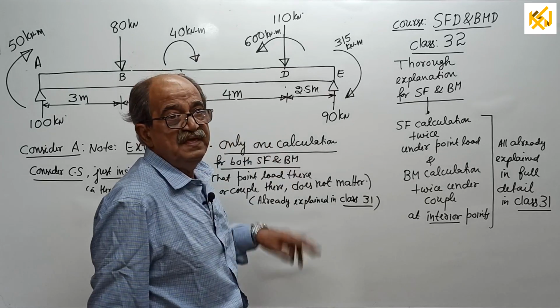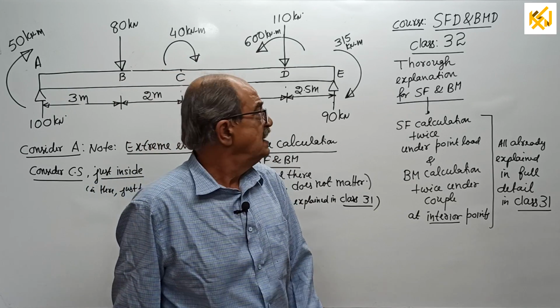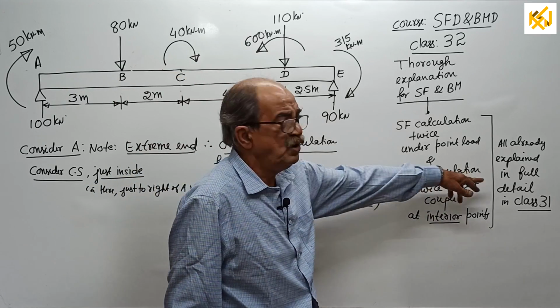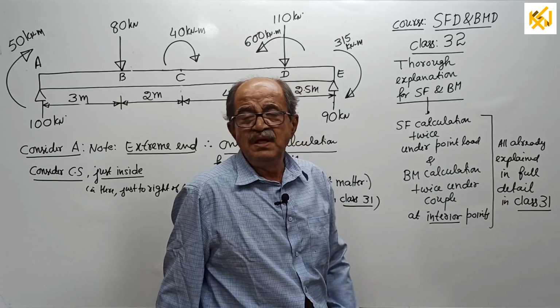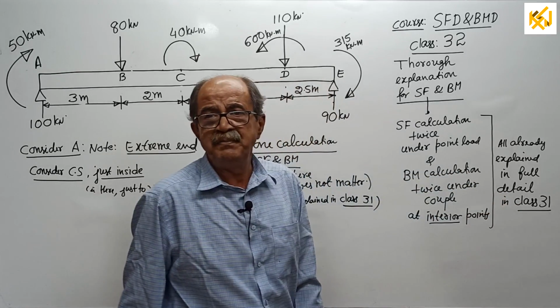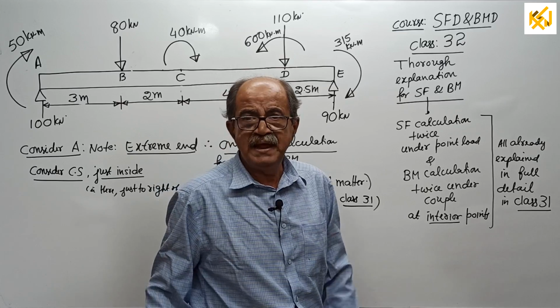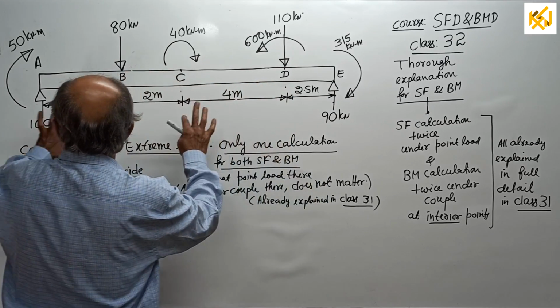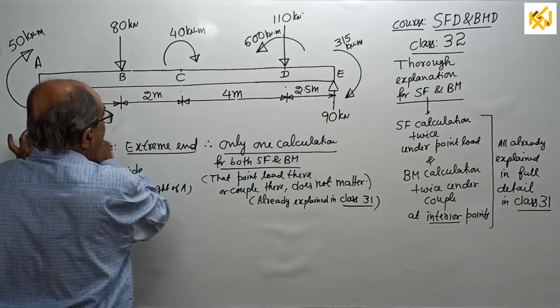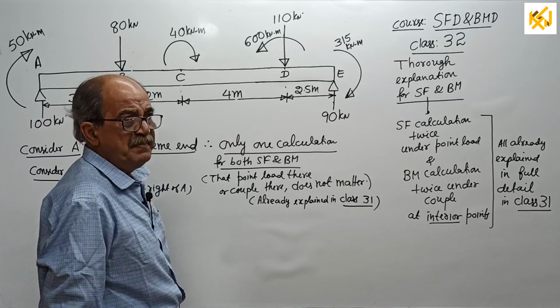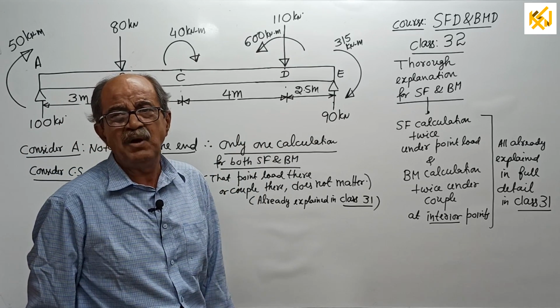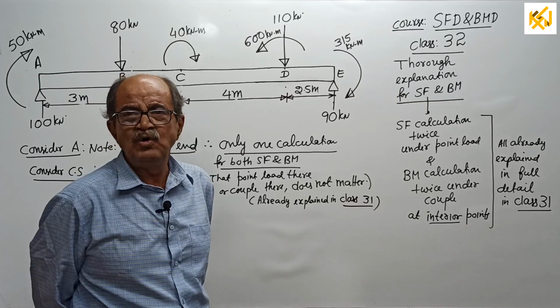To the example I told last time. I thoroughly explained all I told last time in class number 31, and it will be applicable now. Just make a note: same example. I told these 190 are the maybe can be reactions. You never bother because you already know how to find reactions.